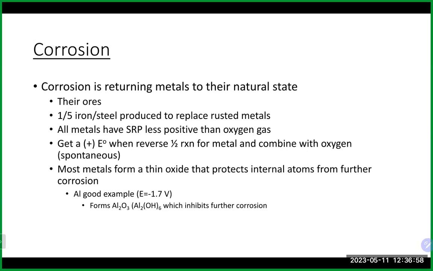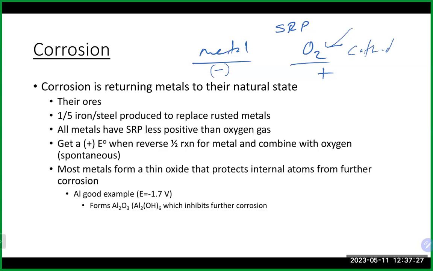About a long time ago, iron production was used to basically replace rusted metals. Any metal that has an SRP value less positive than oxygen is susceptible to corrosion. If we think about the SRP values for oxygen and a metal, and oxygen is more positive than the metal, that means oxygen will be our cathode in our galvanic cell. And that means our metal will be our anode, which means it's going to go through oxidation and obviously corrosion.